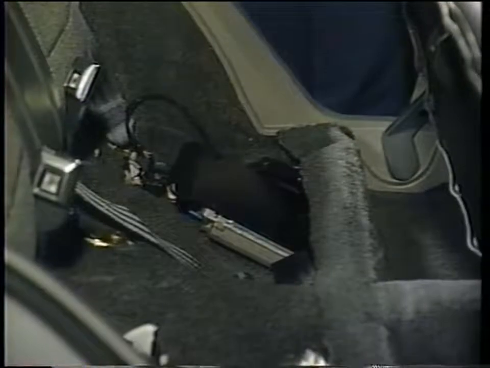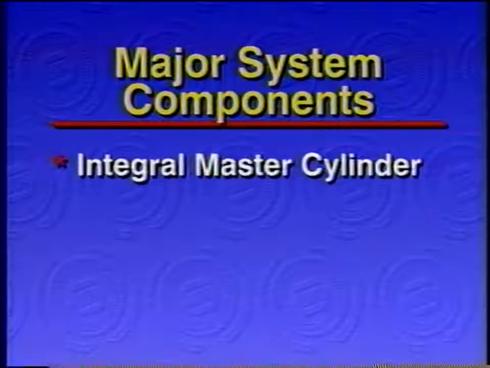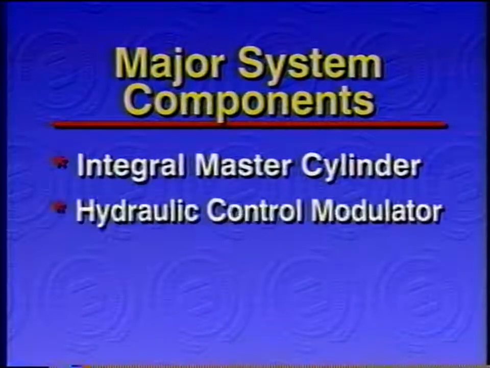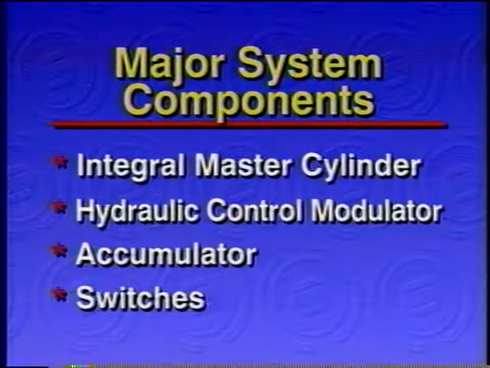The brains of the ABS system is the electronic controller. You'll find it under the back seat attached to the floor pan. On 1989 and 90 models, the mounting angle of the controller is important because it contains a mercury switch that monitors vehicle deceleration. Now, the integral master cylinder, hydraulic control modulator, and accumulator assembly contains a number of components with which you should be familiar. So let's start with the switches first.